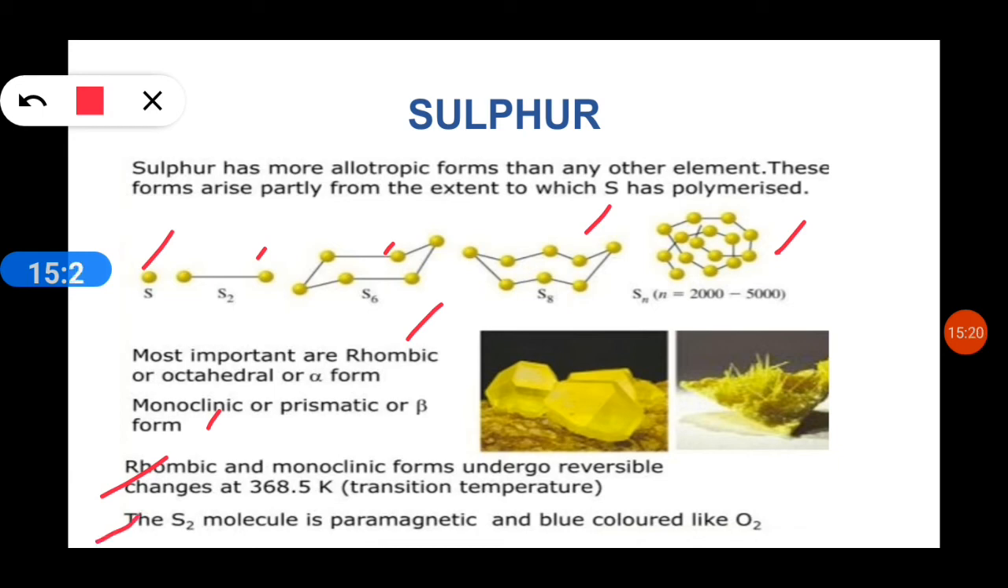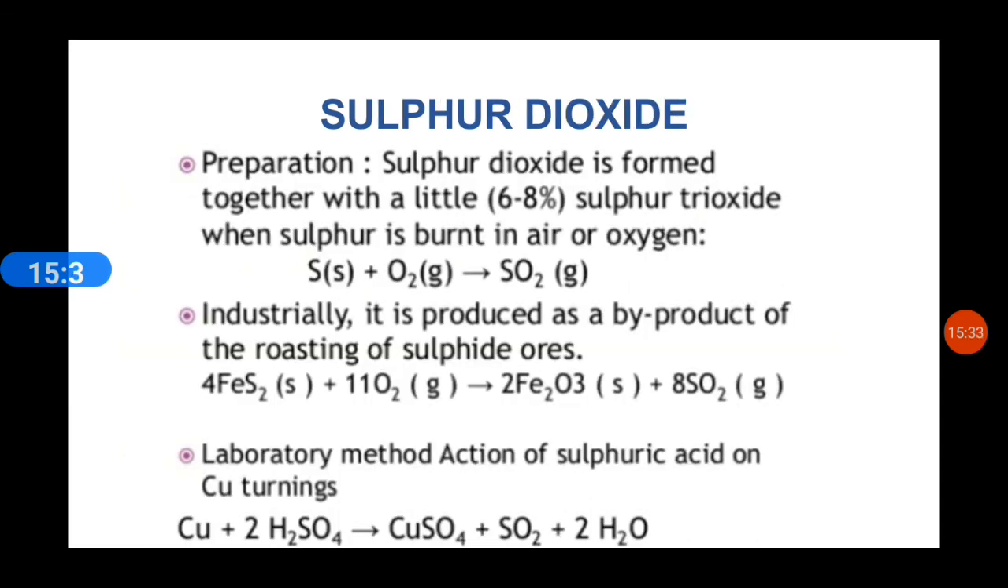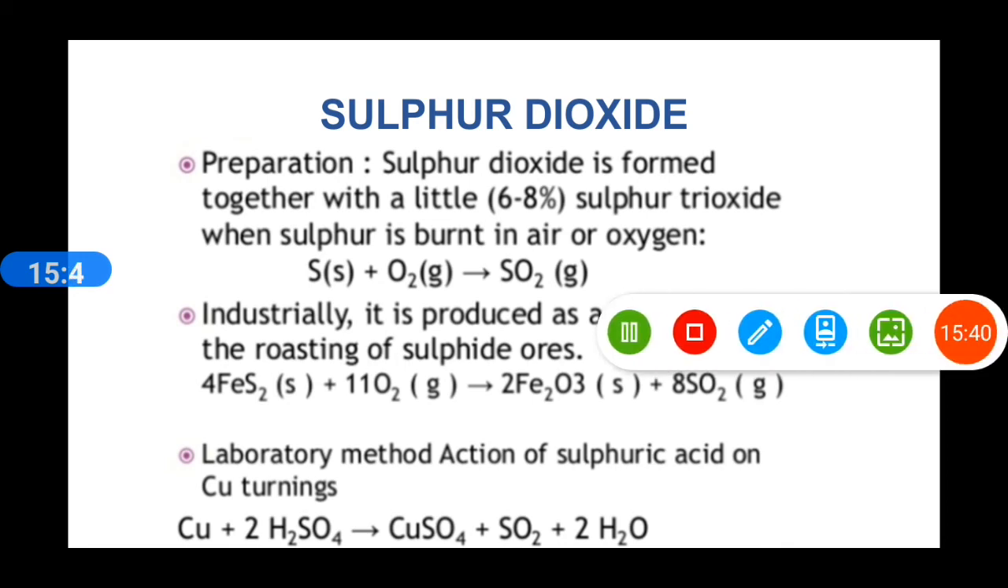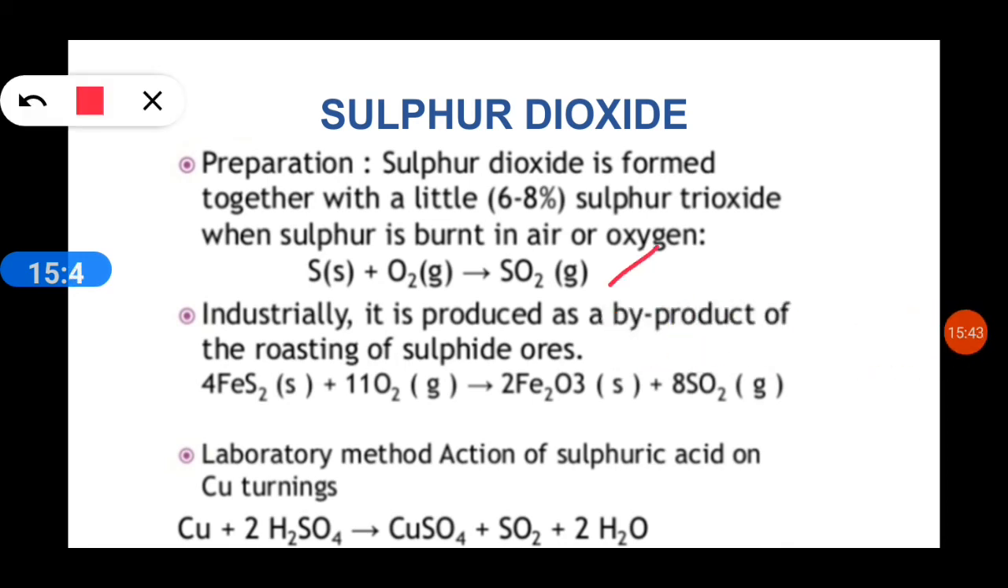The S2 molecule is paramagnetic and blue colored like O2 due to presence of unpaired electrons in its anti-bonding p-pi orbitals. Sulfur dioxide. It is prepared when sulfur is burnt in air or oxygen. Industrially, it is produced as a byproduct of the roasting of sulfide ores. In laboratory, it is prepared by the action of sulfuric acid on copper turnings.